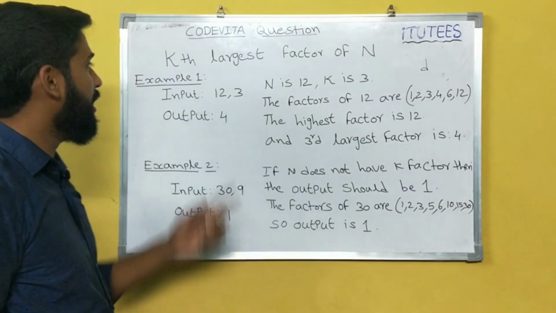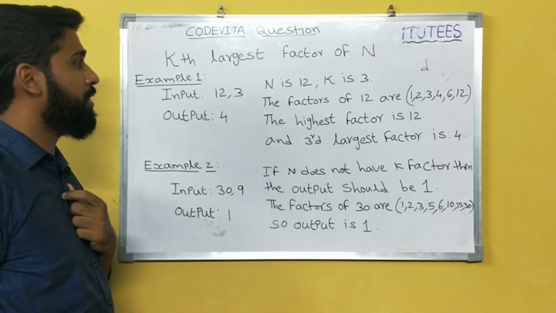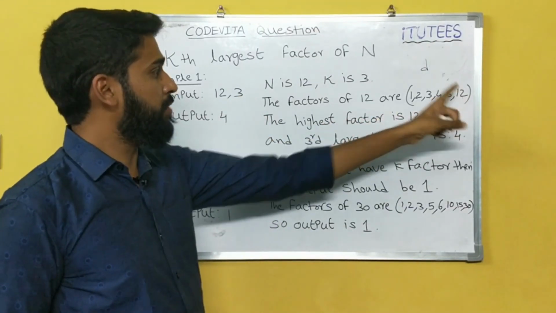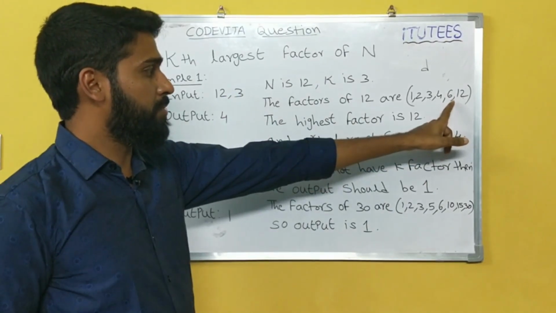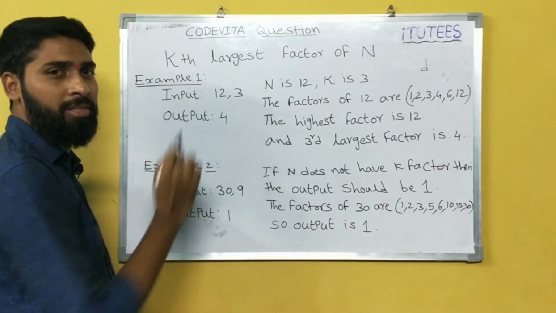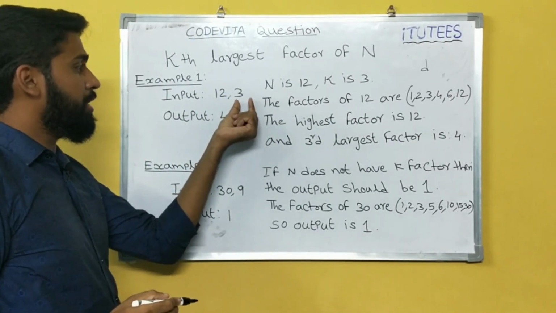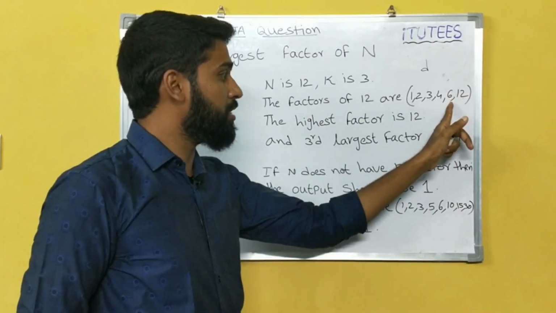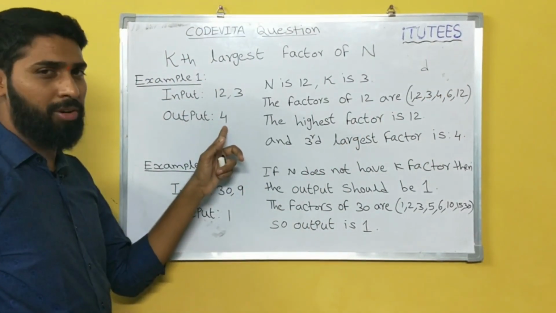Now we are going to find the kth largest factor of n. For example, if I give 1 as the input, then I find the first largest factor of n. If I give 2 here, then the second largest factor is 6. In this example, I am giving the input 12, 3, separated by a comma. Now 3 is k. What is the third largest? 12 is the first largest, 6 is the second largest, 4 is the third largest. So it prints output 4.